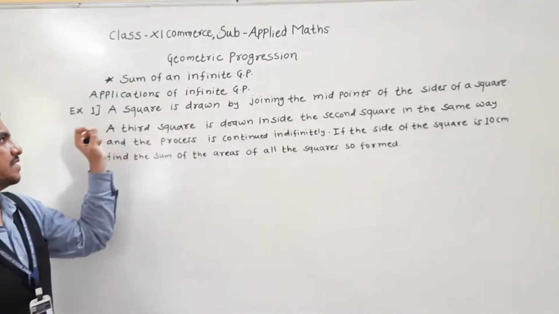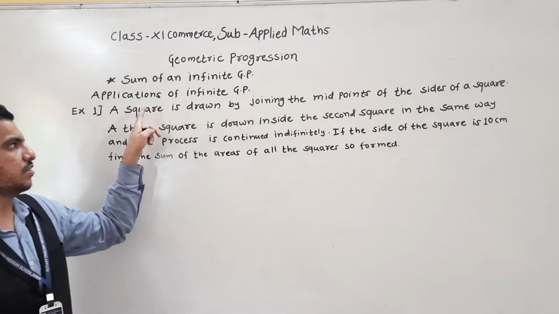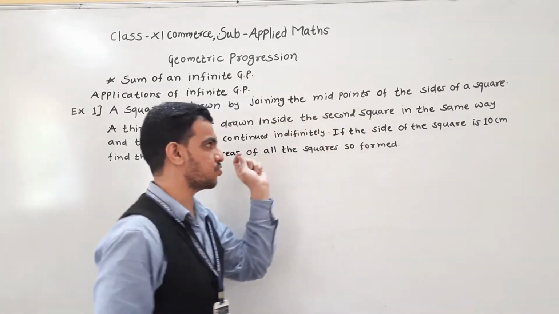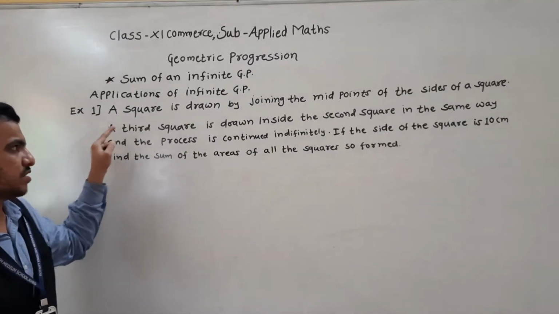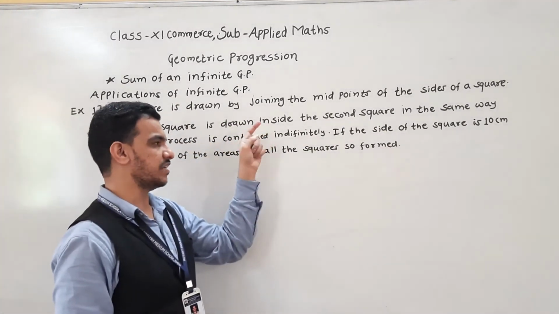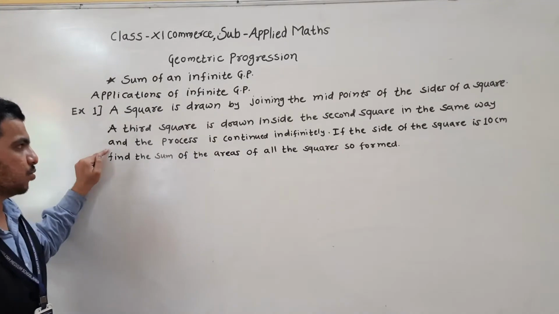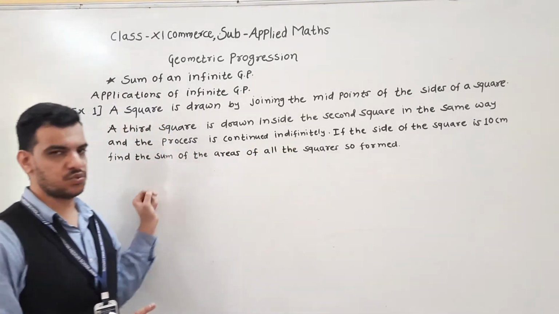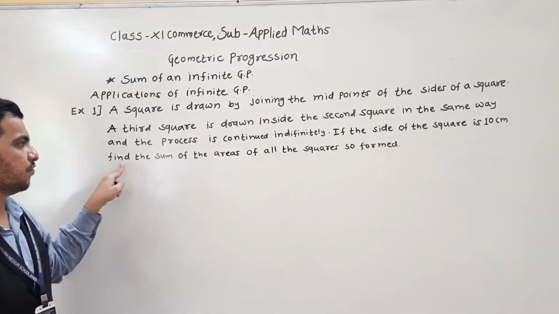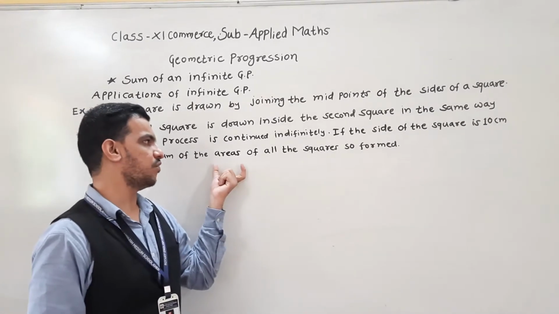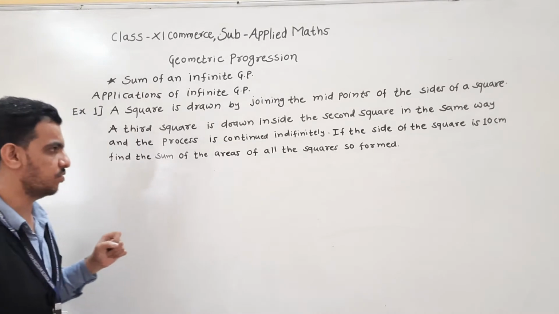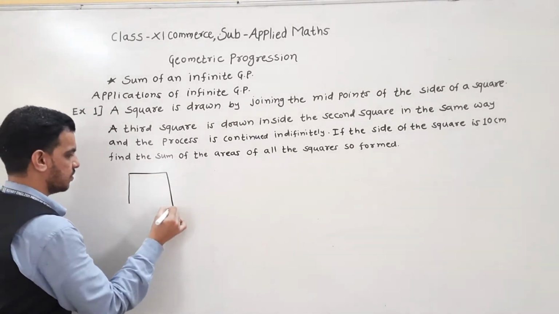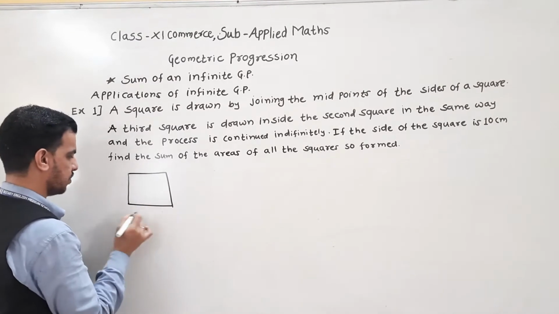Okay. So first example is: a square is drawn by joining the midpoints of the sides of a square. A third square is drawn inside the second square in the same way, and the process continues indefinitely. If the side of the square is 10 centimeter, find the sum of the areas of all the squares so formed.